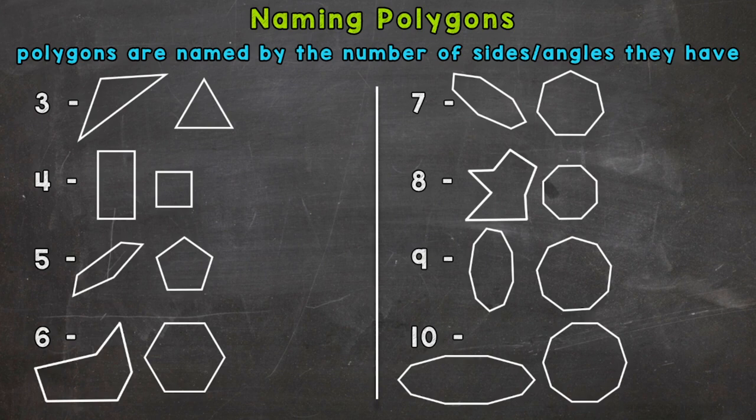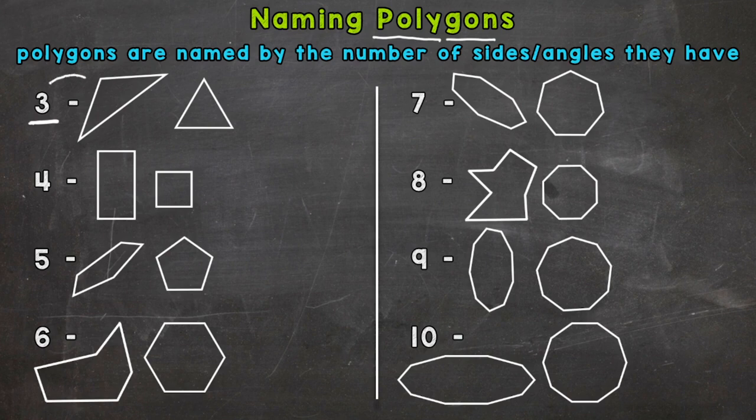Now, I want to start with the word polygon itself. It comes from the Greek word poly, which means many, and gon, which means angles. Now, polygons are named by the number of sides and angles they have. So, like I mentioned, we're going to work our way through 3 sides and angles up to 10 sides and angles. Now, the numbers to the left show how many angles and sides that polygon has.